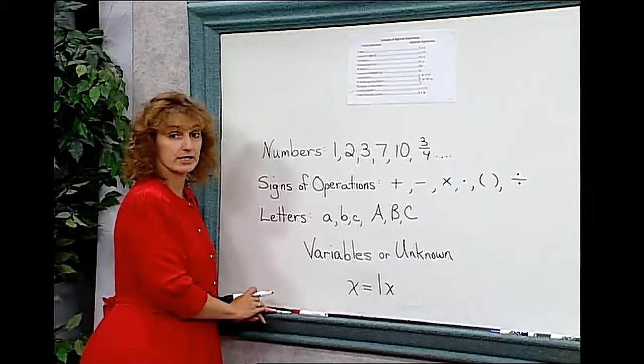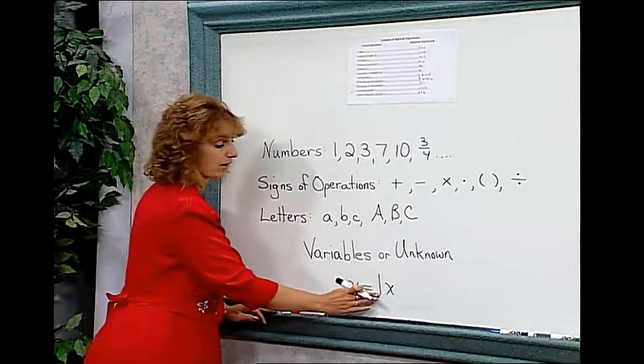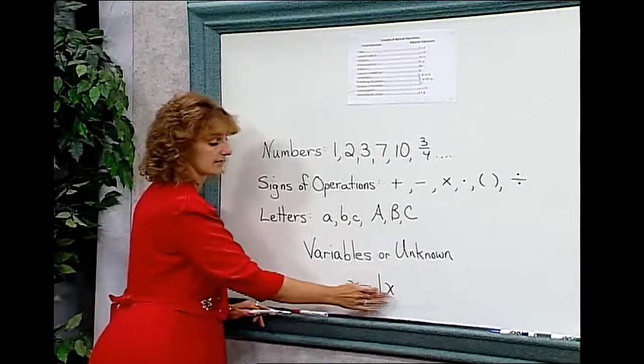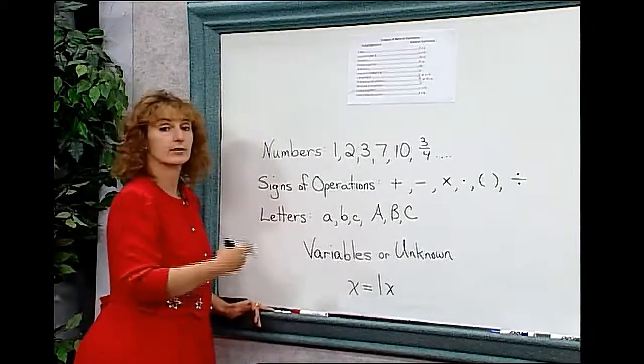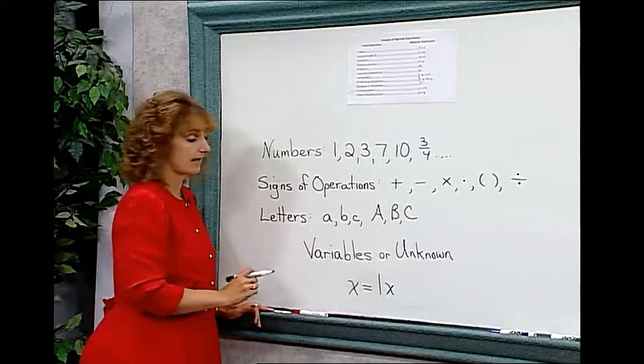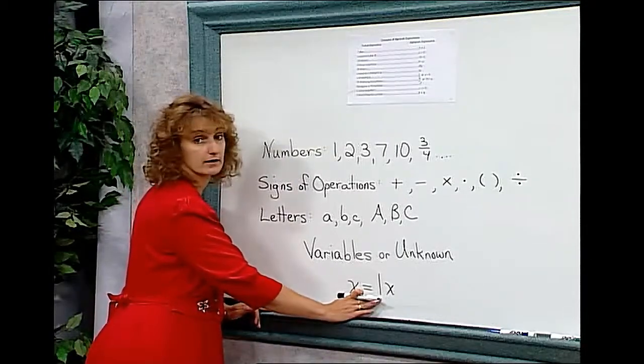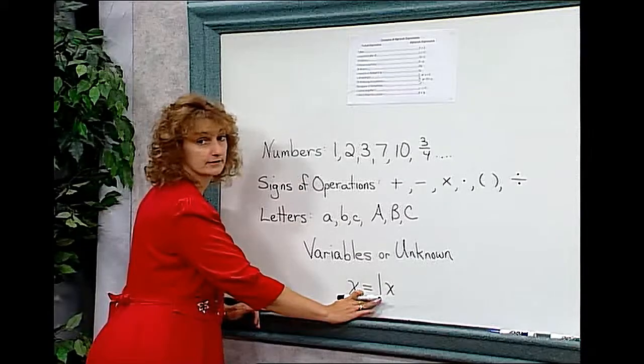Remember, when we did the multiplication identity property, 1 times any number was the same number. So if we have 1 times X, that would be X. If we had 1 times A, that would be A. So a variable by itself has an assumed 1 as the multiplier in front of it.